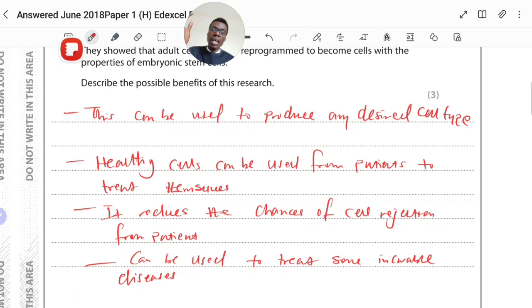Even when you transplant an organ, there's always an issue that the person's body will reject it. The person's antibodies, or immune system, will reject the organ or cell, so to say. But your own body cells cannot be rejected. Your immune system cannot reject your cells. So that's why it's reduced. And so this can be used to treat some incurable diseases.